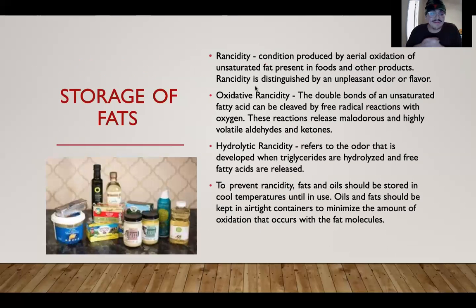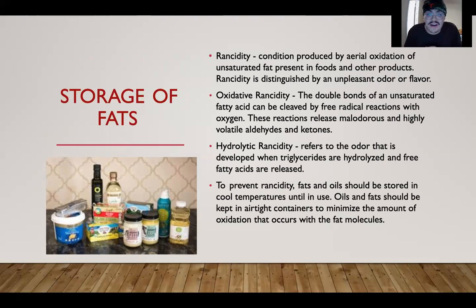And finally, we have some storage of fats. So we have rancidity. This is a condition produced by aerial oxidation of unsaturated fats present in foods and other products. Rancidity is distinguished by an unpleasant odor or flavor.